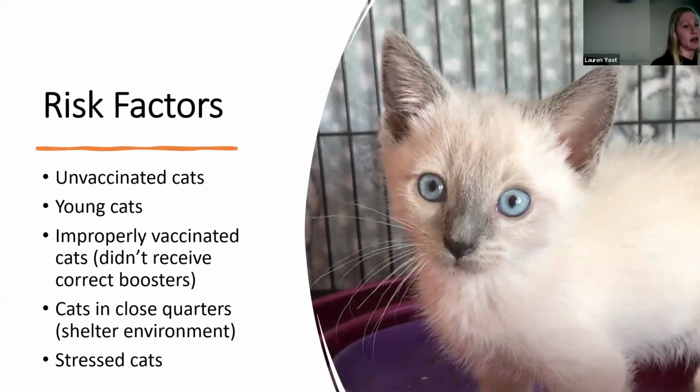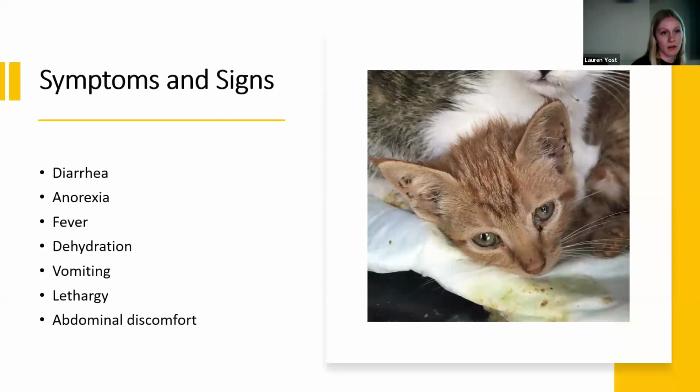So risk factors are going to be unvaccinated cats, young cats, improperly vaccinated cats. So they didn't receive a correct booster. They just got the initial vaccination. Cats in close quarters, such as a shelter environment, and then stressed cats because their immune system is going to be compromised. So signs and symptoms are going to be diarrhea, anorexia, which just means not having an appetite, not wanting to eat, fever, dehydration, vomiting, lethargy, and abdominal pain. Typically with Panleuk, the 2 first signs that you see are anorexia and vomiting.